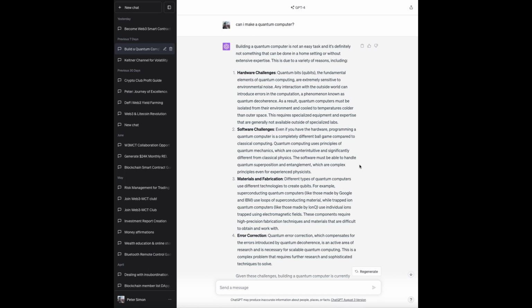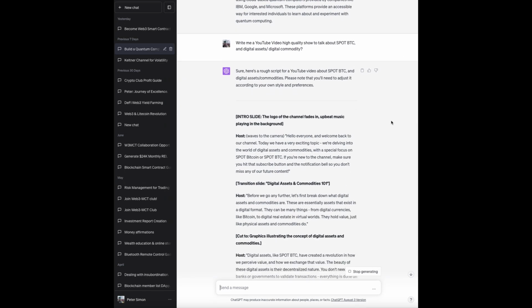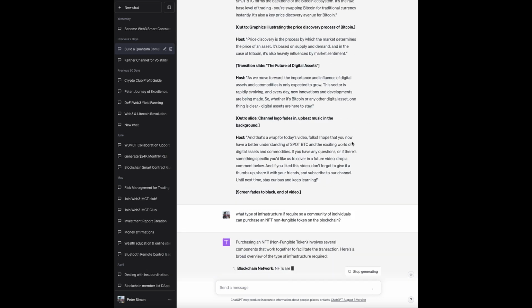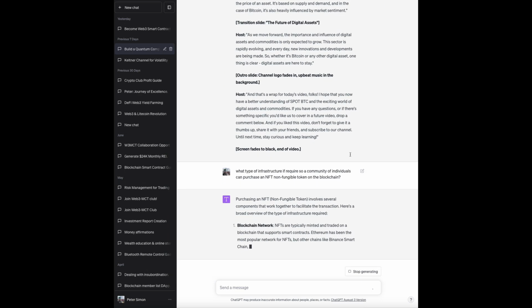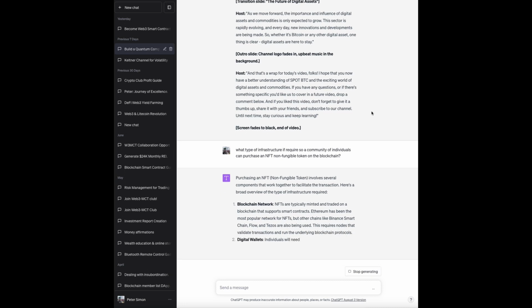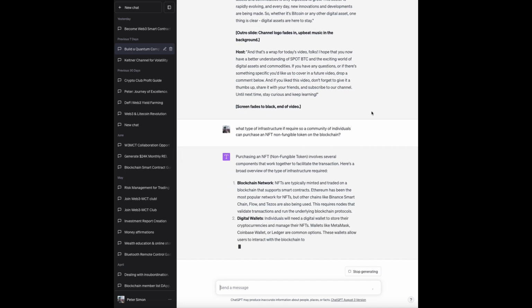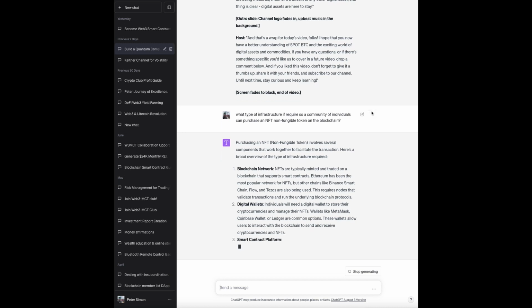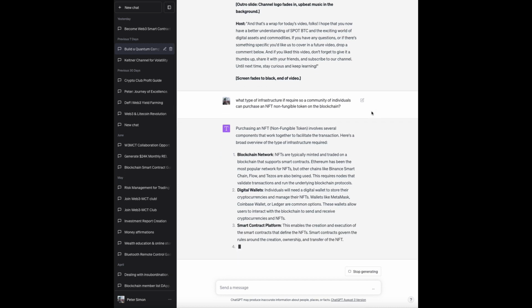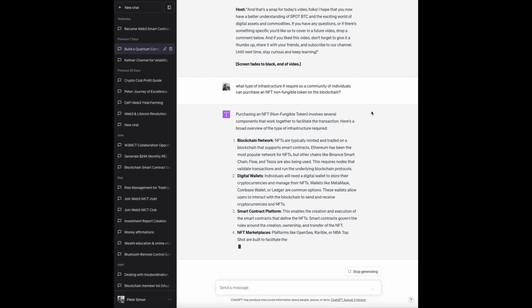So the way people love to buy meme coins and buy NFTs, right? The foundation of that is blockchain, right? So let's even check AI and say, well, now let's see what AI spits out. So AI is letting us know that purchasing an NFT, non fungible token, involves several components that work together to facilitate the transaction. So here's a quick, broad overview of the type of infrastructure required.